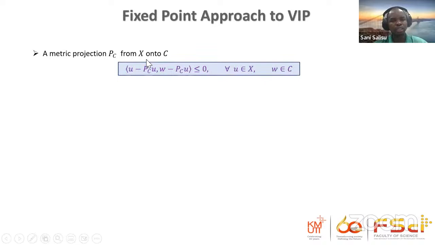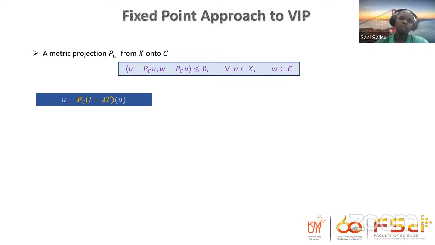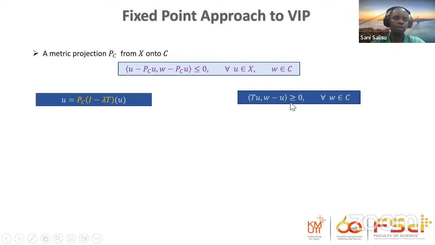An important characterization of such a projection mapping is nothing but this inequality. This is very, very important because from this inequality, all the relationships of projection can be established. For example, the fact that the projection map is non-expansive, shown here, firmly non-expansive as well, can be shown here. There are a lot of things associated, the uniqueness of the point, everything here can be shown as well. So it turns out, based on the definition, that u equals P_C composed with (I minus lambda T) of u gives exactly the solution of the variational inequality. So now solving this variational inequality is equivalent to finding a fixed point of the operator P_C(I minus lambda T).